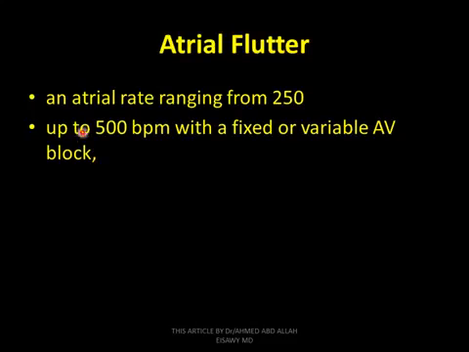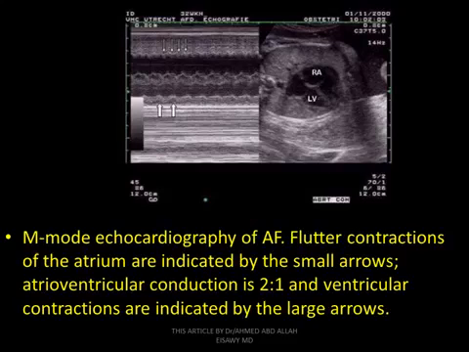Atrial flutter: atrial rate ranging from 250 up to 500 beats per minute with a fixed or variable AV block. Flutter, again another type of dysrhythmia. M-mode echo of the fetus with atrial flutter. Flutter contraction of the atrium is indicated by a small arrow, as we see. Multiple atrial contractions, AV conduction 2 to 1. Every 2 atrial contractions, 1 is conducted to the ventricle, and the ventricular contraction is indicated by a large arrow.